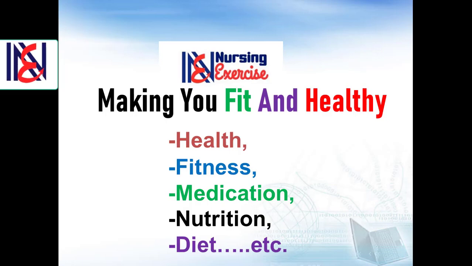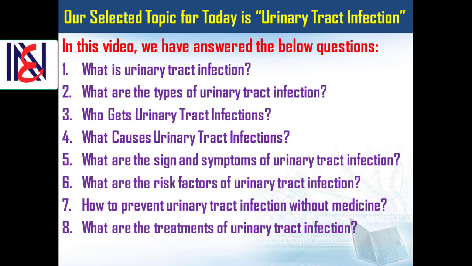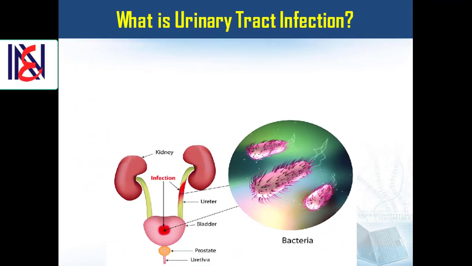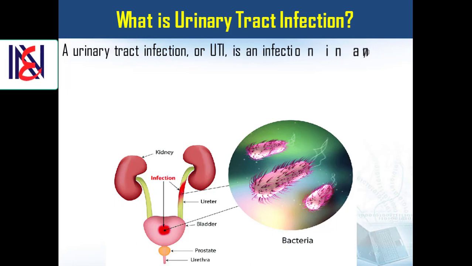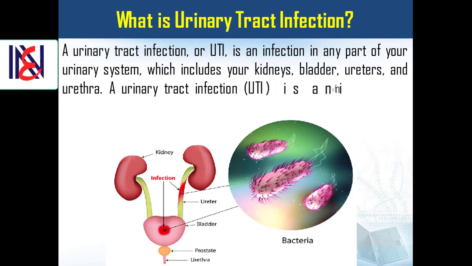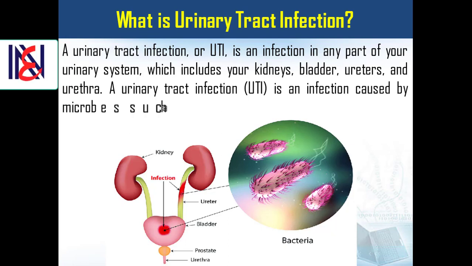Let's start our presentation. What is urinary tract infection? A urinary tract infection, or UTI, is an infection in any part of your urinary system, which includes your kidneys, bladder, ureters, and urethra. A urinary tract infection is an infection caused by microbes such as bacteria, viruses, and fungi.